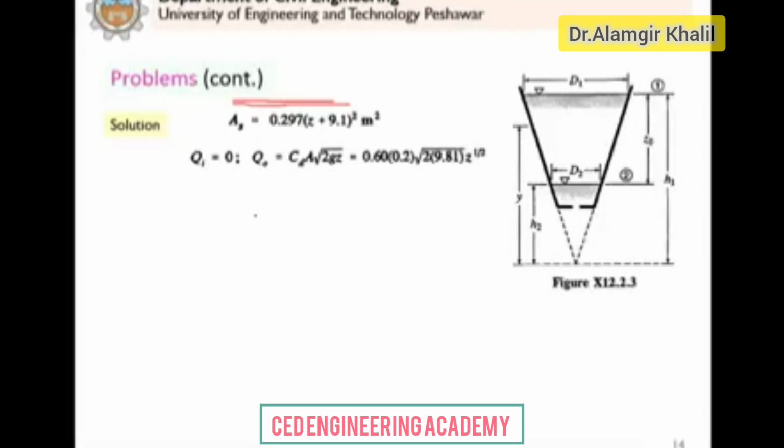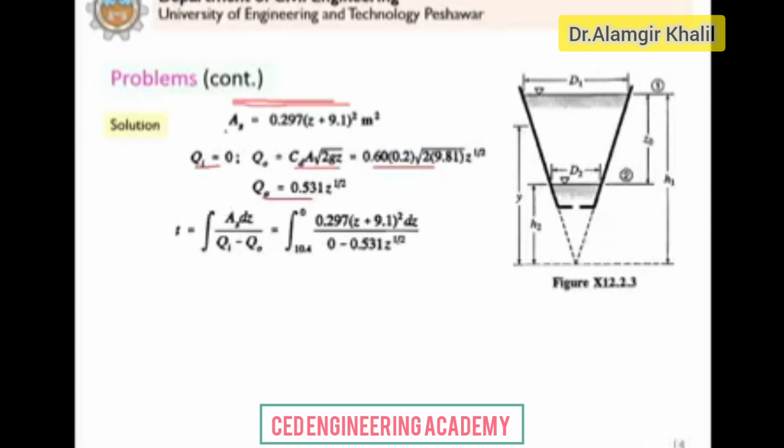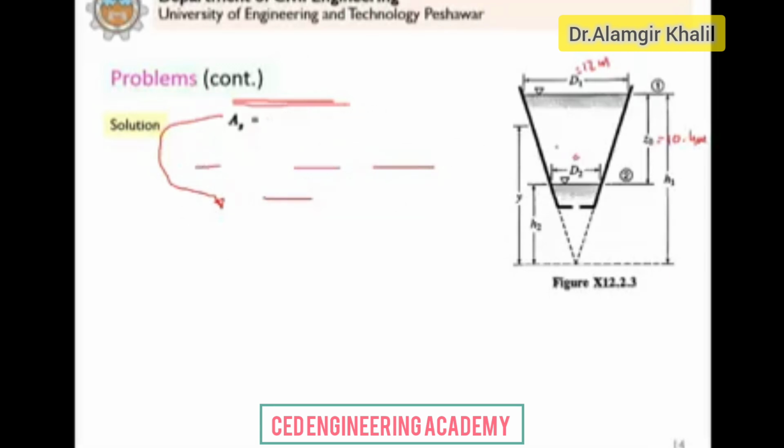Now the question is easy. QI is 0 and Q naught is given by this simple formula for the orifice. Z is variable. So now you just put Q naught as a function of Z, and now we say AS. You put AS here and you put Q naught here. QI is 0 and the water level drops. This total is 10.4 meter. This is 10.4 meter. This is 12 meter. And this is how much? 5.6 meter.